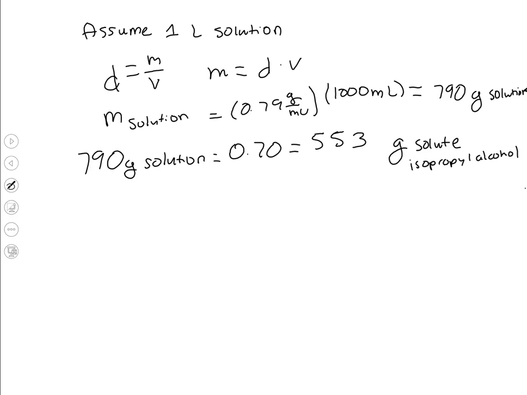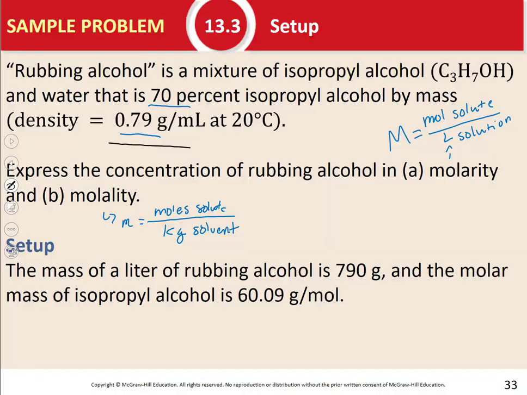So now that I have my grams of isopropyl alcohol, looking at both of our concentration units, what do I want those in? Not grams, but what? Moles. In both cases, I need that isopropyl alcohol in moles. So how am I going to get to moles if I've got grams? Multiply by it or divide by it? Divide by it. Divide by the molar mass. So moles are the grams divided by molar mass. Back to chapter 3.